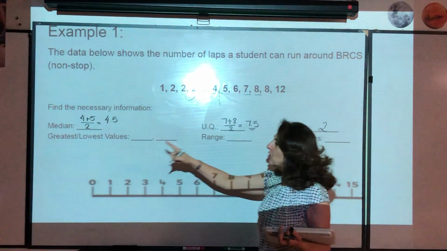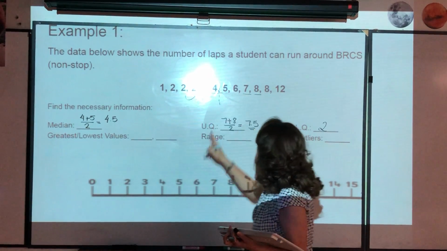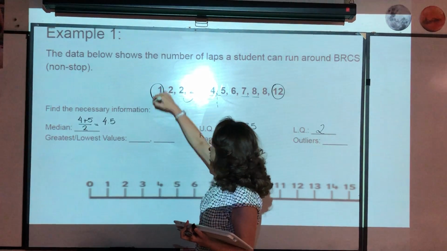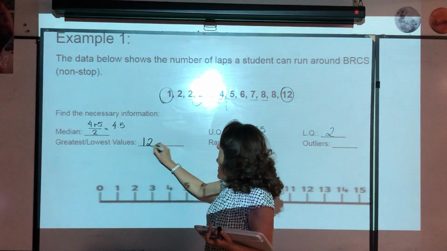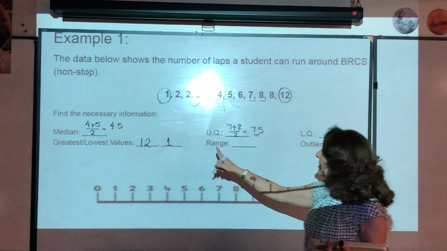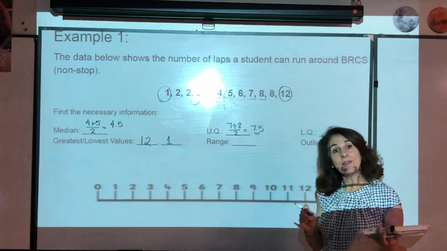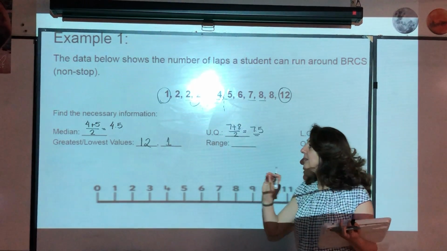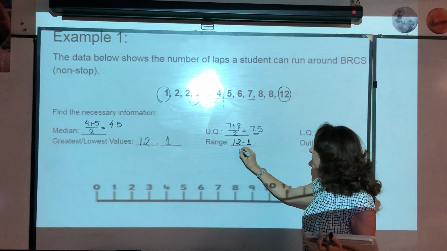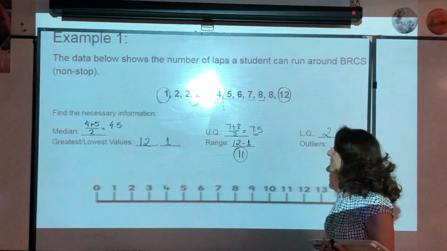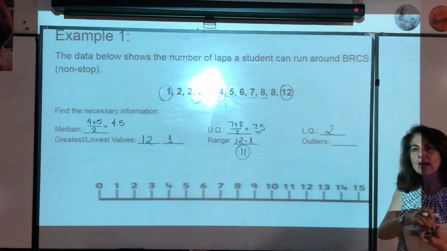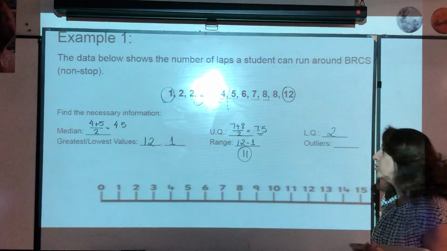Now I need what? Greatest and lowest values. Those are the easiest ones to find. Greatest here, lowest here. So the greatest is 12, the lowest is 1. Range. Range is what? The difference between the greatest number and the lowest number. So this is 12 minus 1. The range is 11. And then outliers. For me to find if there are any outliers in my data, what do I need to do?